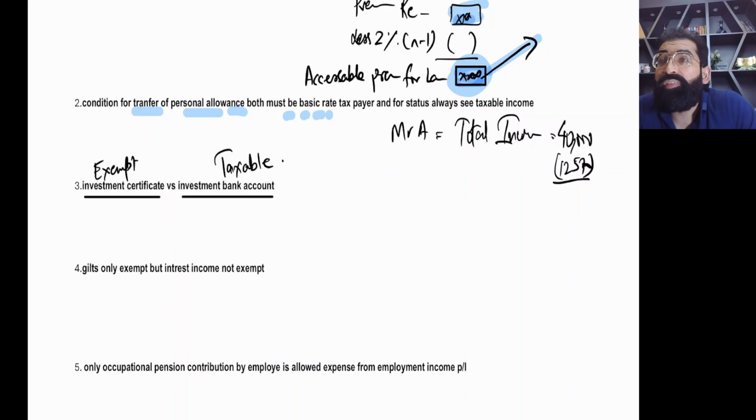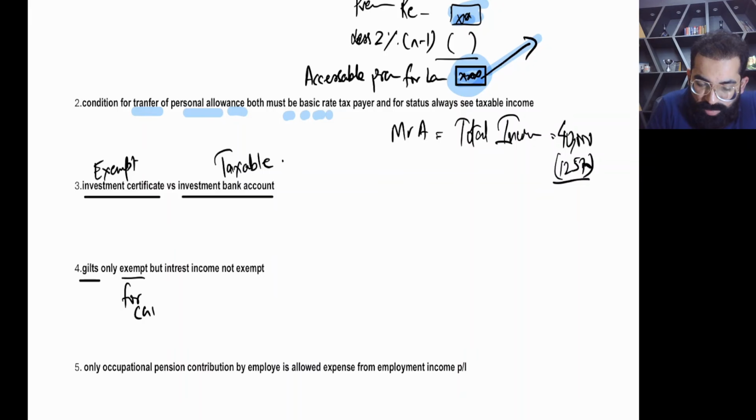If it is interest received from national savings certificates, then it is exempt. But if it is coming from an investment bank account, then it is taxable. Be careful. Now gilts, government securities, are only exempt for CGT purposes, but interest income is not exempt.